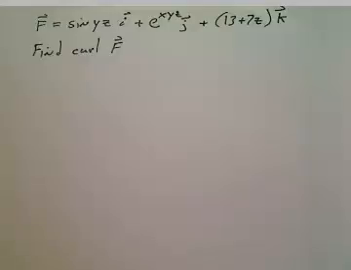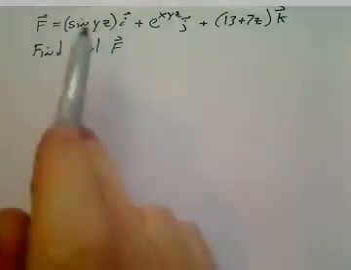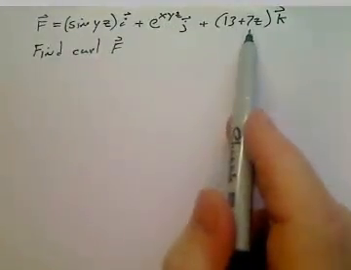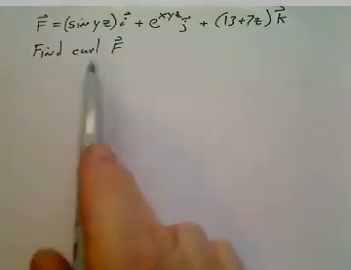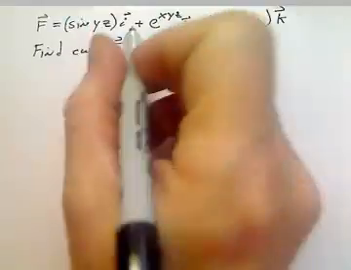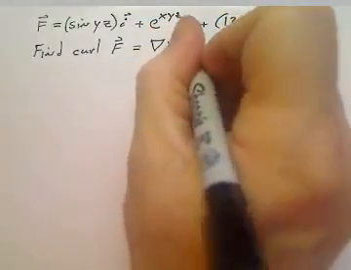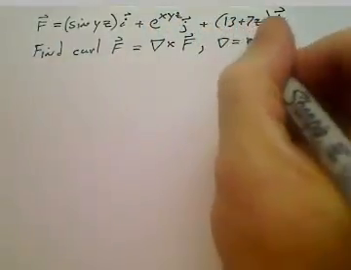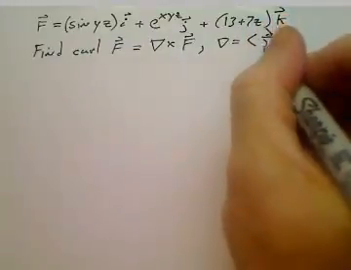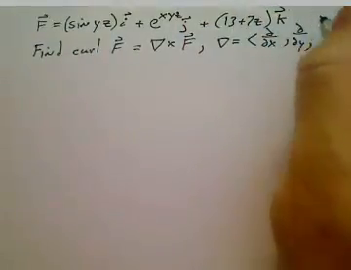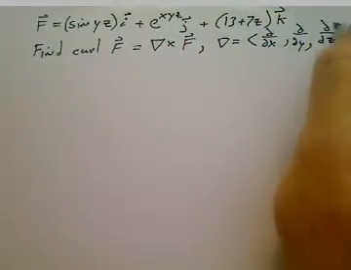Okay, here's an example where we have a vector field that we're trying to find the curl of. So my f here, I have sine of yz i, e to the xyz j, 13 plus 7z k. And I want to find the curl of f. Well, the curl of f I know is this del cross f, where this del here is partial with respect to x, partial with respect to y, partial with respect to z.